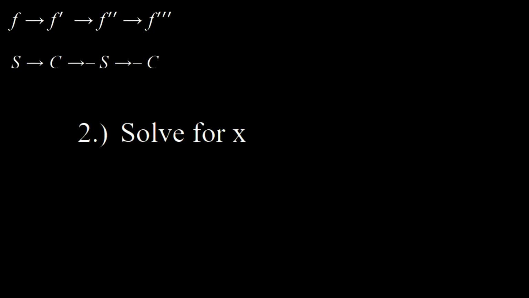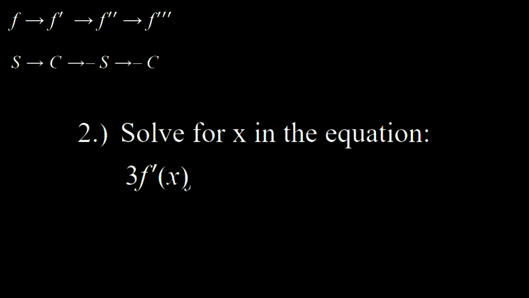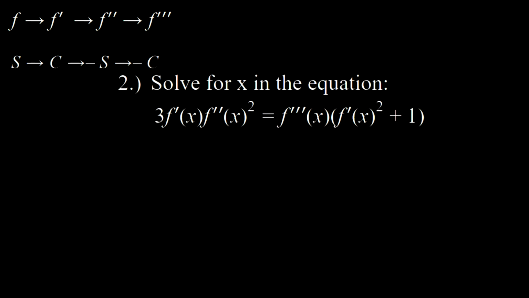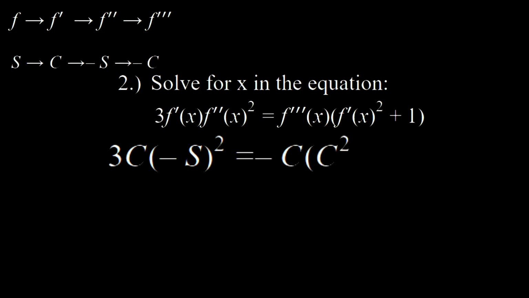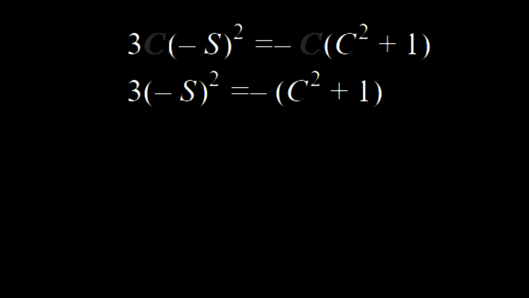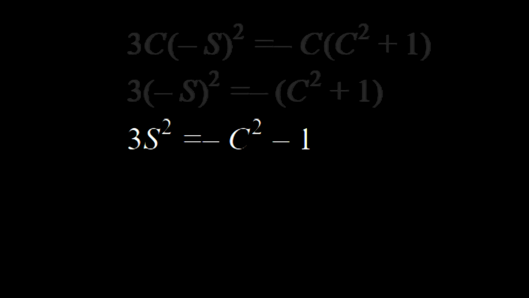Step 2. Solve for x in the equation 3 f double prime squared equals f triple prime times f prime squared plus 1. Doing the f's and using our notation, we get 3 times negative S squared equals negative C times C squared plus 1. There are many approaches to this equation, so I'll start by cancelling the C's. Next, let's take care of the parentheses, where negative S squared becomes S squared, and the right-hand side amounts to negative C squared minus 1. Now, we transpose the C squared.